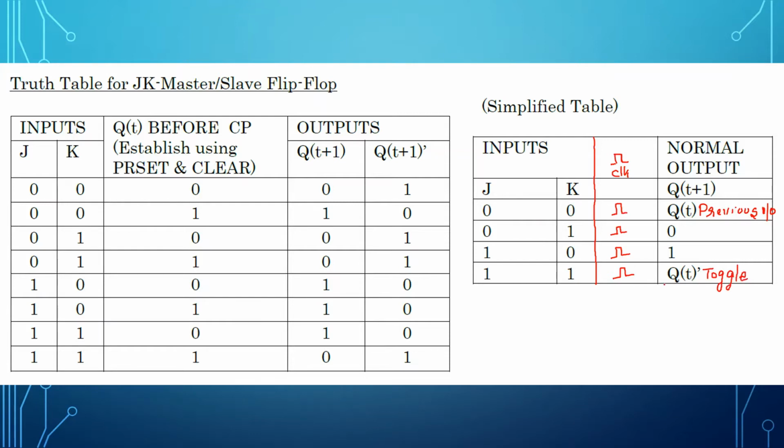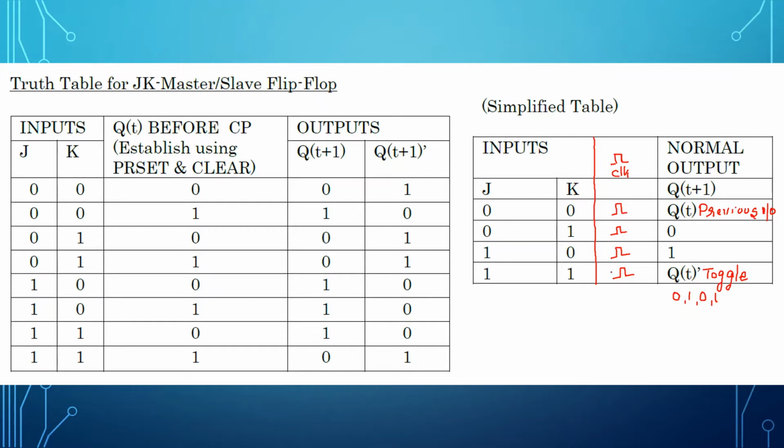Toggle state is a state in which when you give both the inputs as 1 and 1, and when you press the clock edge, your output will become 0. Again, if you give one more clock input, it will become 1. Again, one more clock input, it will become 0. Again, one more clock input, it will become 1. So this state is called toggle state.